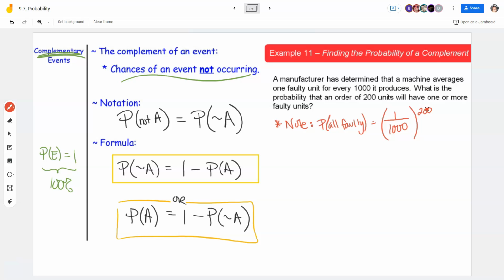I'm not solving it. I'm just having you guys start thinking about what you need. How does 1 over 1,000 raised to the 200th power give me the probability that all 200 that you order would be faulty? It's a very slim chance, because 999 out of 1,000 work. Where does this come from?